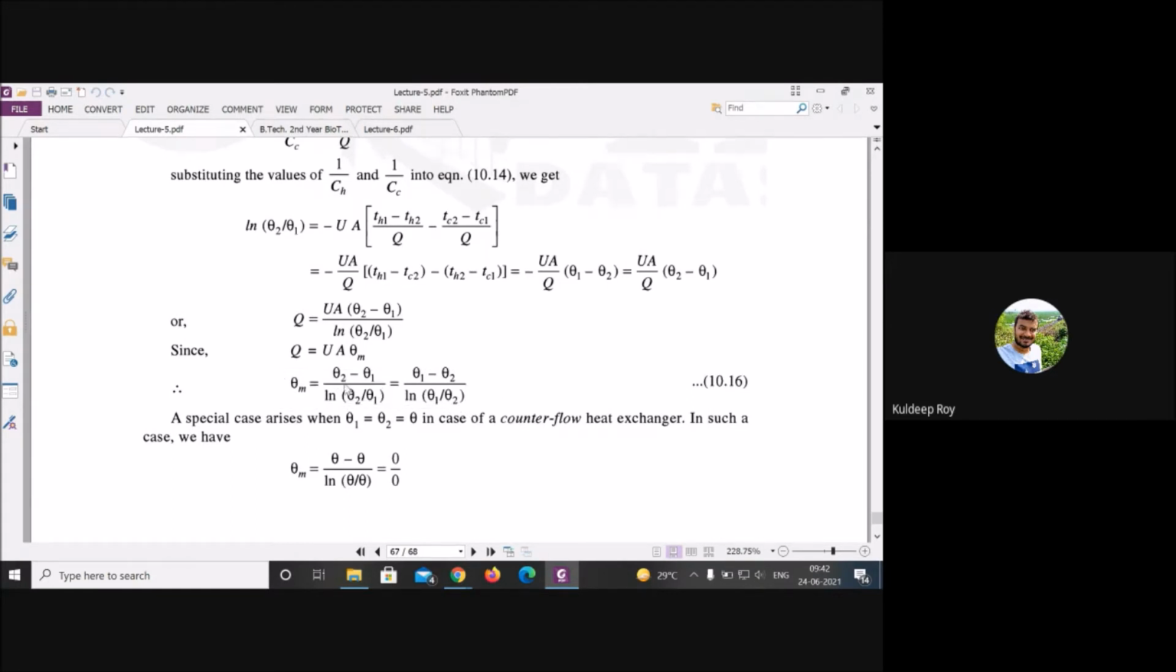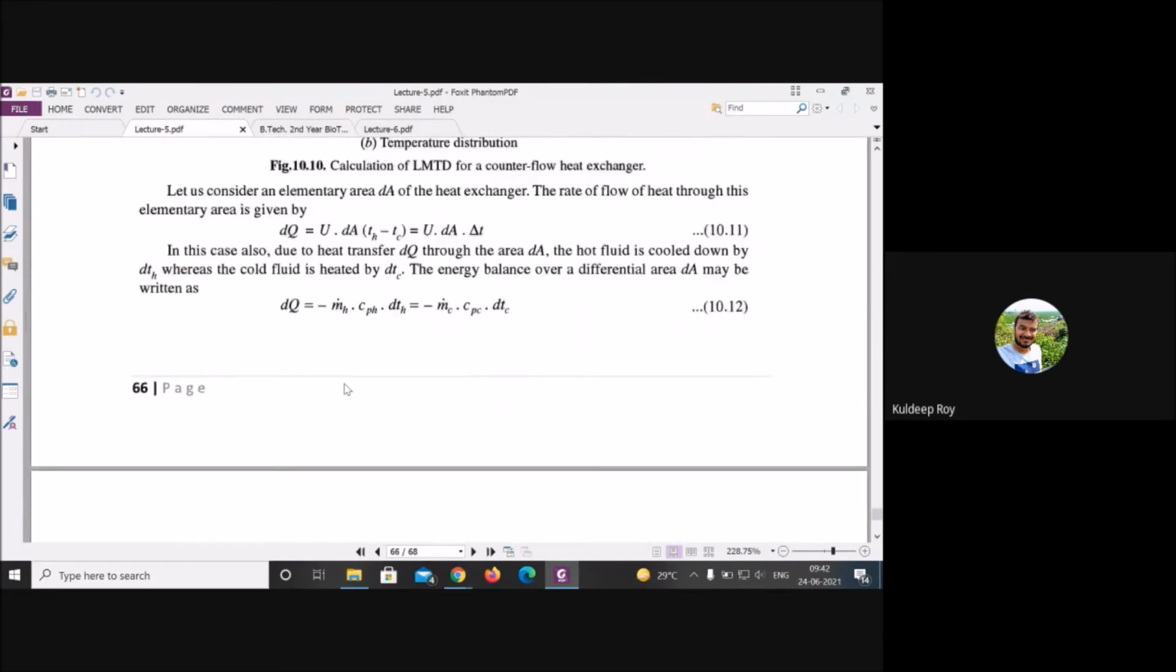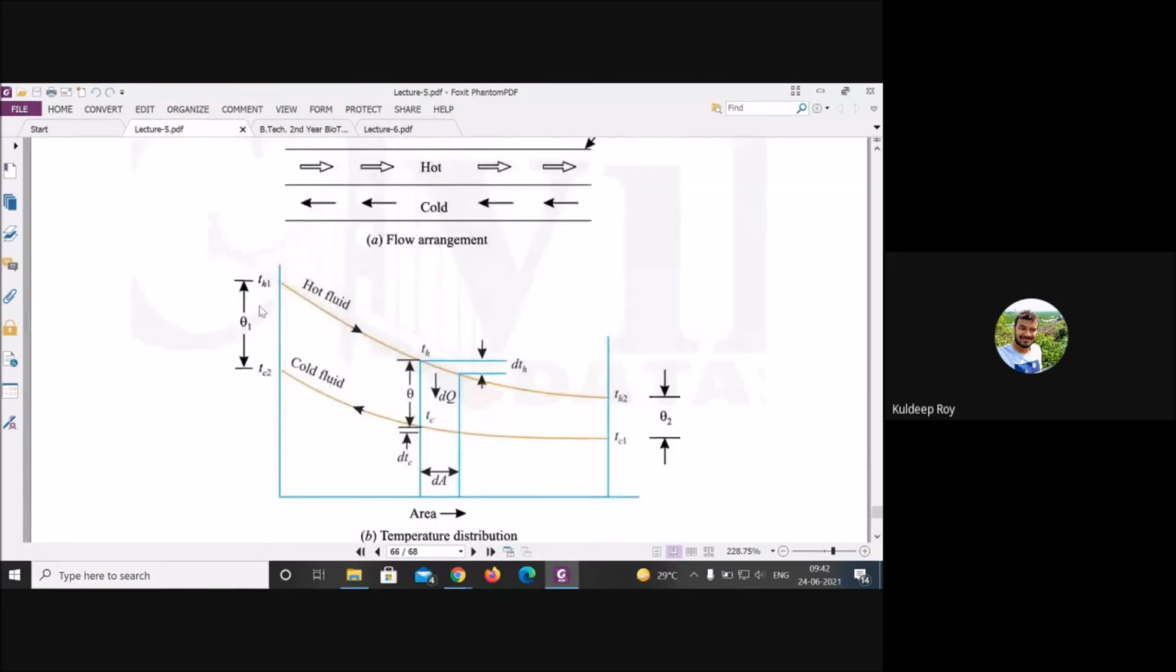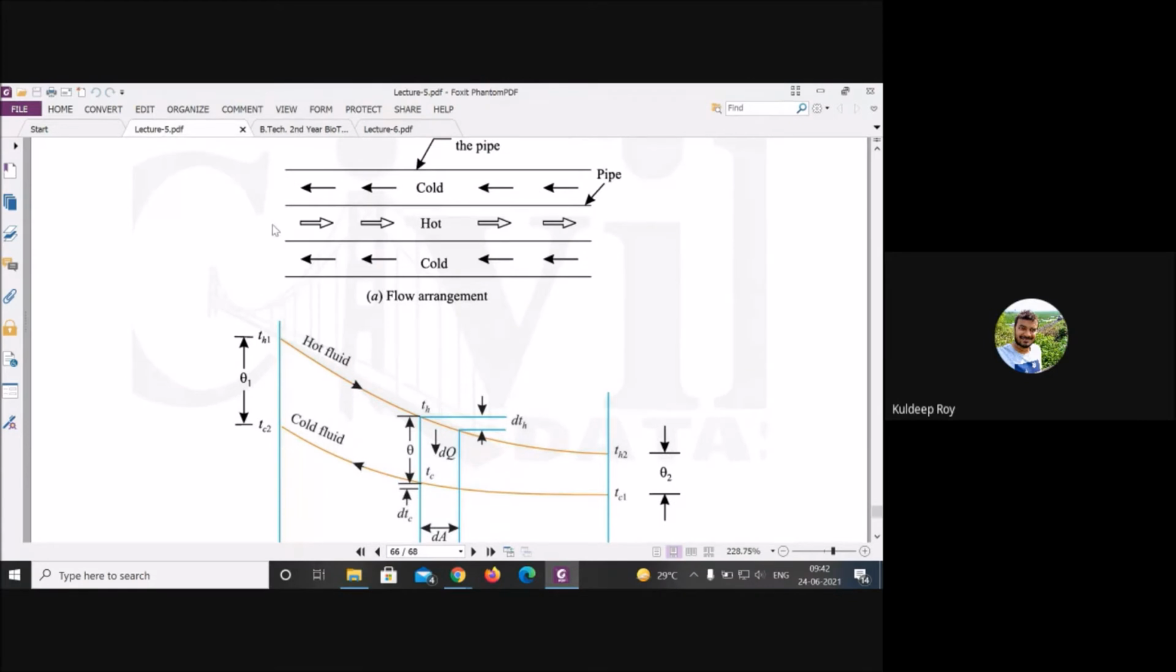Here first of all is theta 1. Now check how much theta 1 is: the hot fluid which is entering, and the cold fluid which is leaving. Just keep in mind that in counter current flow, the hot fluid will enter and the cold fluid will leave. That is the difference for theta 1. And here theta 2: the hot fluid will leave the heat exchanger and the cold fluid will enter.